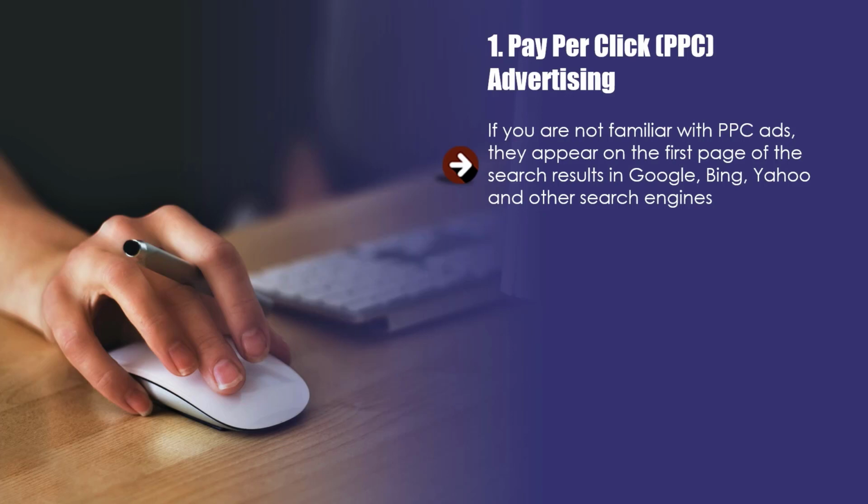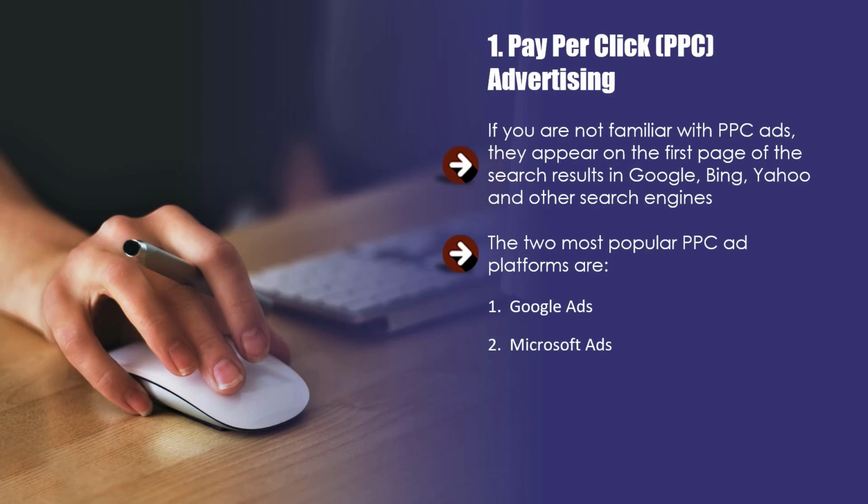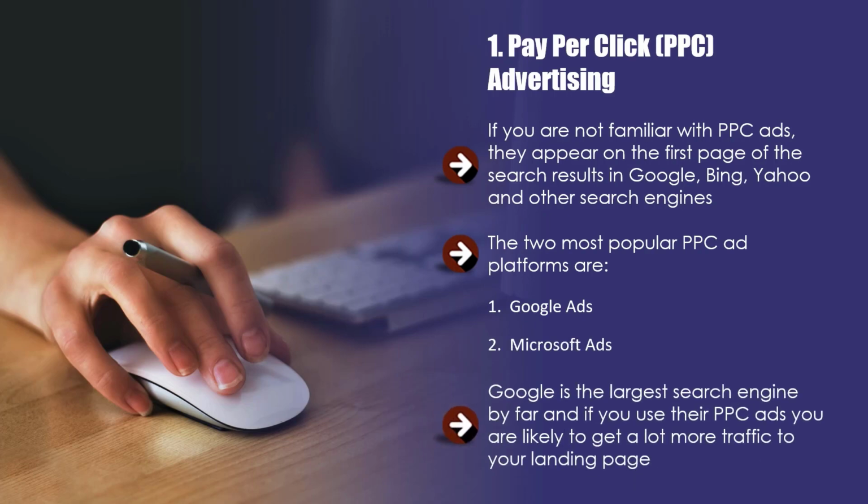In order to use PPC ads, you will need to conduct keyword research and then add related keyword terms to your ad campaigns. The 2 most popular PPC ad platforms are 1. Google Ads, 2. Microsoft Ads. Google is the largest search engine by far, and if you use their PPC ads, you are likely to get a lot more traffic to your landing page. However, Google Ads tend to be the most expensive. Microsoft Ads are worth trying because they have lower rates, and you can still reach a lot of people that use the Bing, Yahoo, and other search engines.